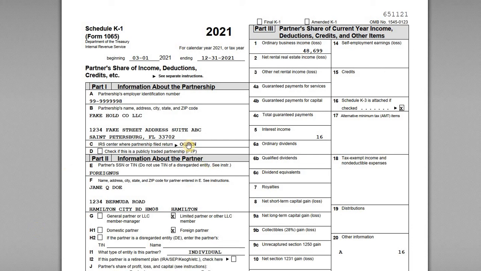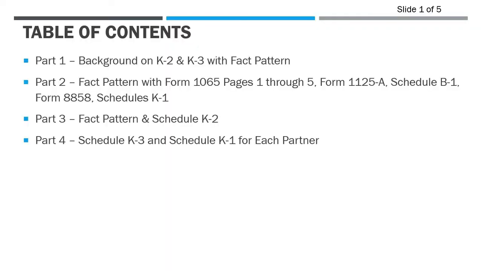Okay, for this last video in this four-part series, we're going to look at the actual K-1 for a partner and then the K-3 that gets attached to the Schedule K-1. If we go back to the table of contents here, we've already gone through the first three videos. And like I said, the last one is to cover Schedule K-3 and the Schedule K-1 for each partner.